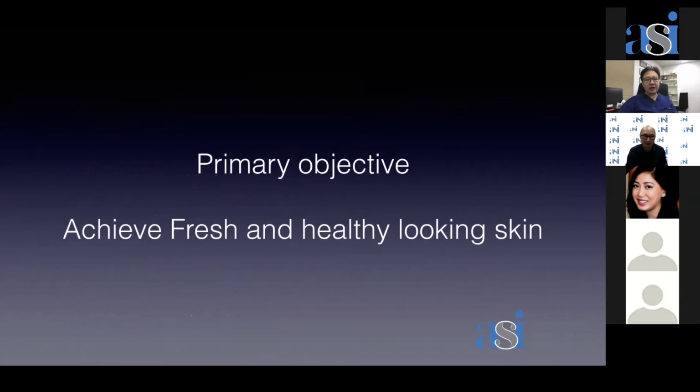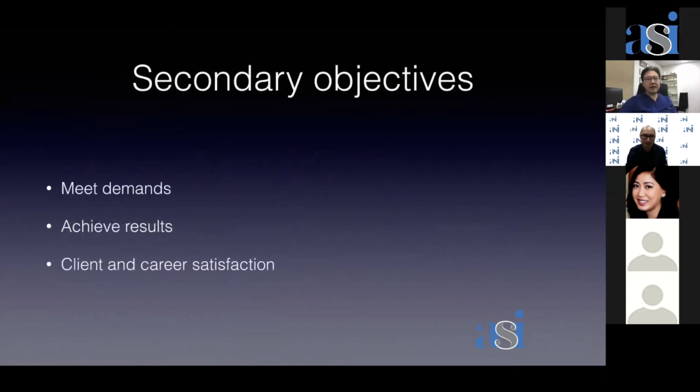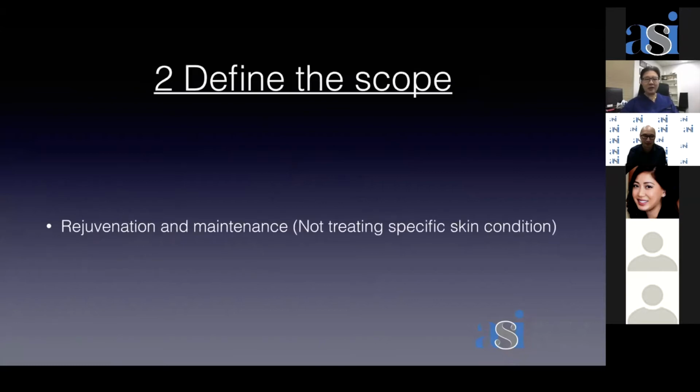So the primary objective of treating someone with aging skin is, of course, getting them to look fresh and healthy looking. The secondary objectives are, we know that there is a demand, and the demand is not so much in fixing things, but rejuvenation, and they want to achieve results. Is it this results-driven focus that brings client satisfaction and career satisfaction as well? So never forget about wanting to get results, and I believe almost everyone here would want to get results rather than just selling products or services.